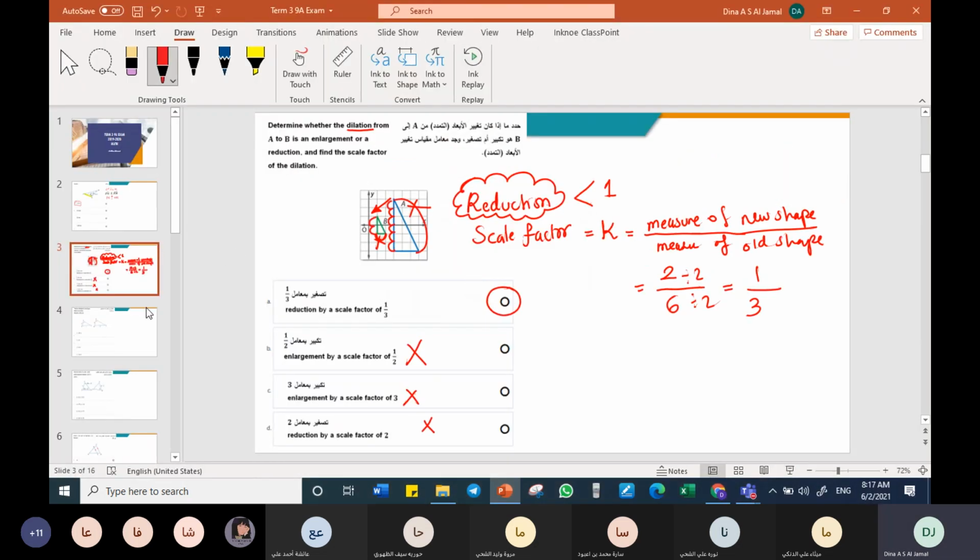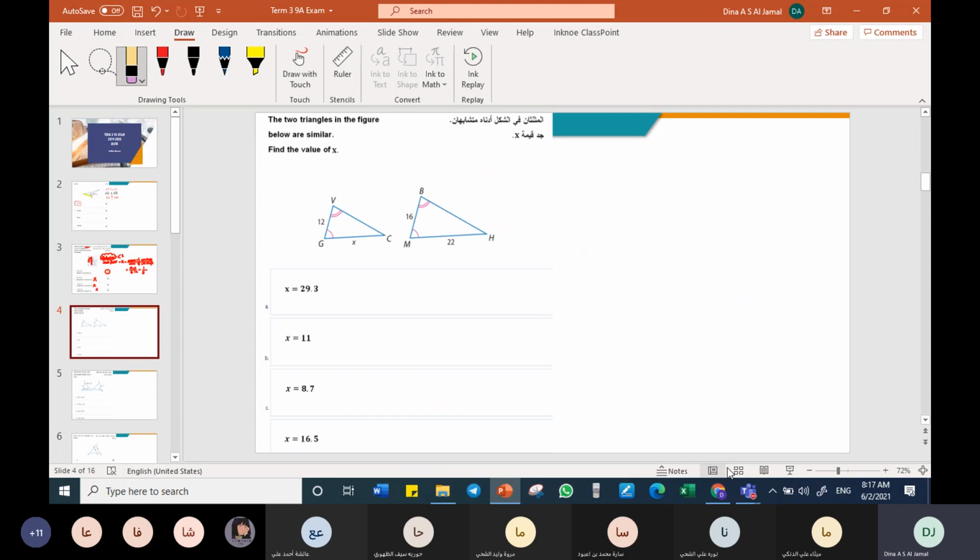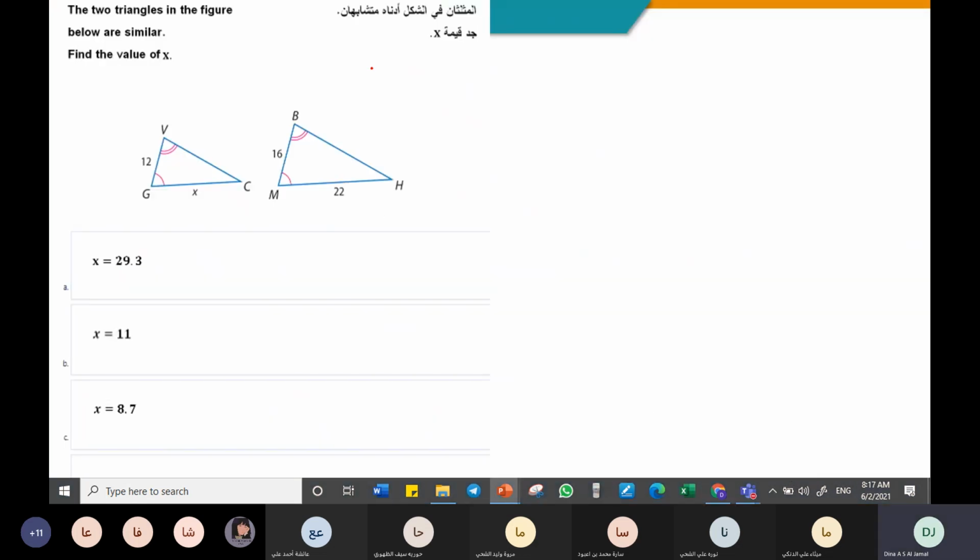Let's go to the other question. Let me just delete this one for you. And let's see. Let's have Metha read the question. The two triangles in the figures below are similar. Find the value of x.